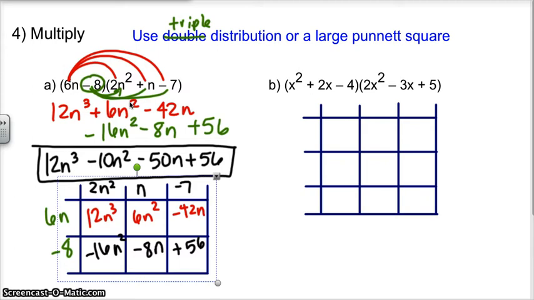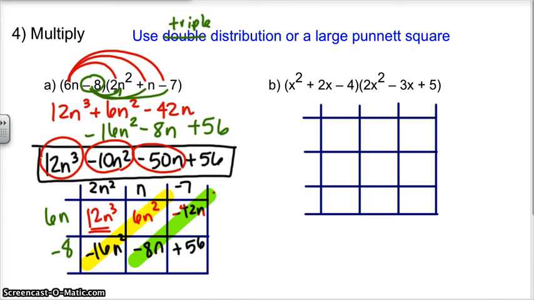Here, when you go to combine like terms, you're looking on the diagonal. So we have 12n to the third. When I combine those like terms, there's my minus 10n squared. Combine the ones highlighted in green, there's your minus 50 and your positive 56 as well.